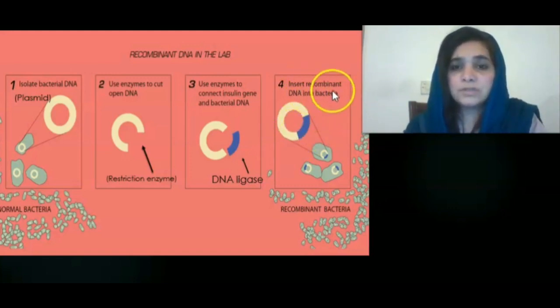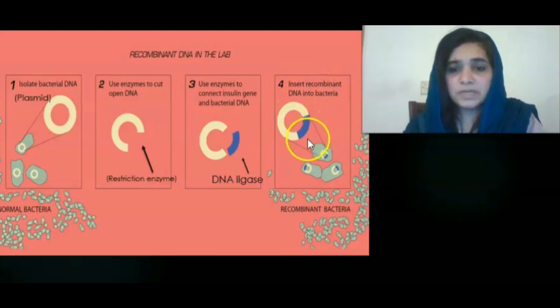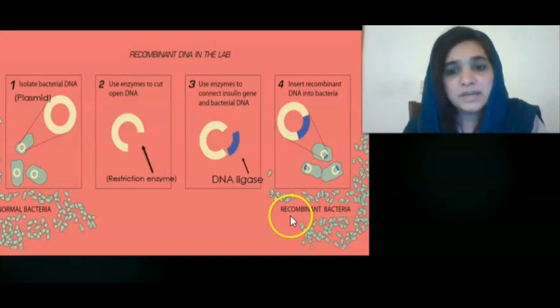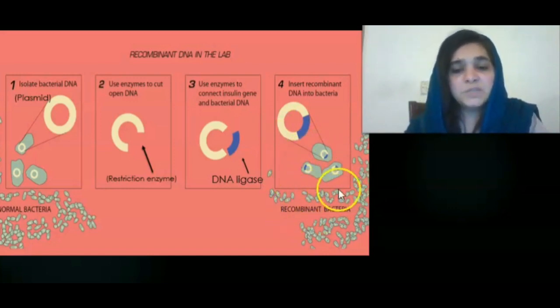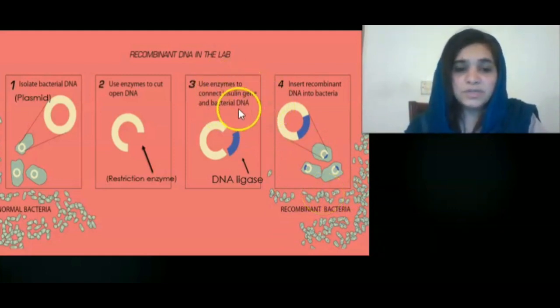We are going to insert the recombinant DNA into bacteria like this, you can see. So this bacteria is now known as the recombinant bacteria. This bacteria will multiply rapidly and we will obtain our desired product, that is the insulin gene, in a shorter period of time.